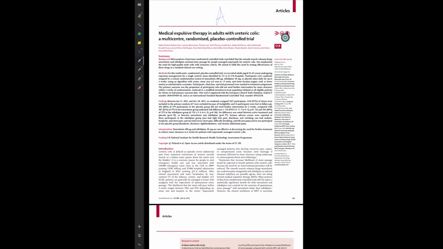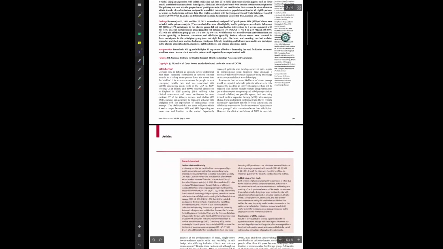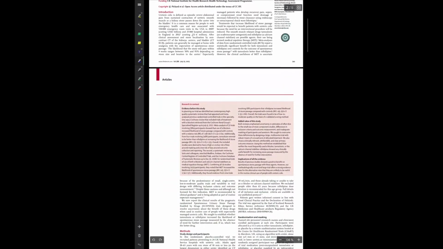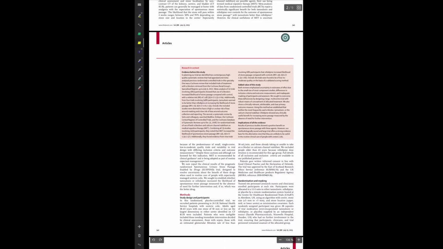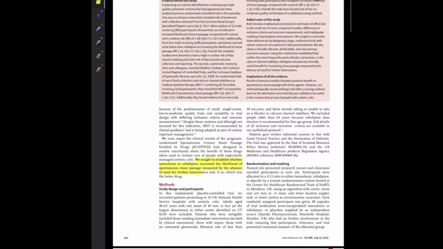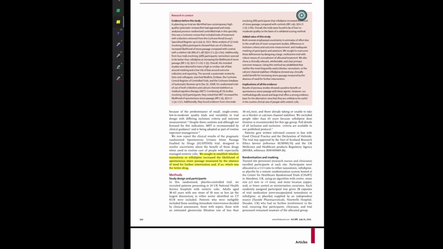So as we said in the introduction, if this is an included paper in a review, you know that you need to assess it in detail anyway. So the first thing that I would do is go to the last sentence of the introduction, which will tell you what the aim of the study is, which in this case was to establish whether tamsulosin or nifedipine increased the likelihood of spontaneous stone passage measured by the absence of need for further intervention, and if so, which is the better drug. So that's a fairly succinct summary of what the study was trying to establish.